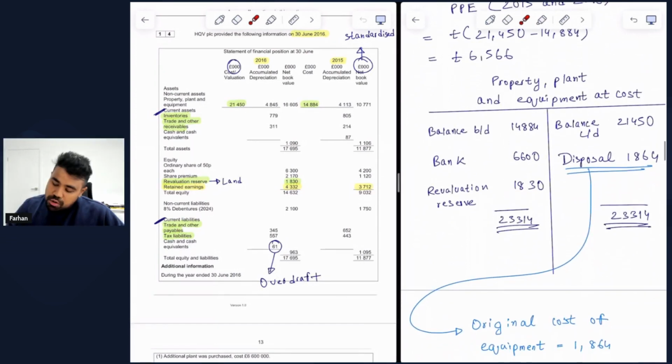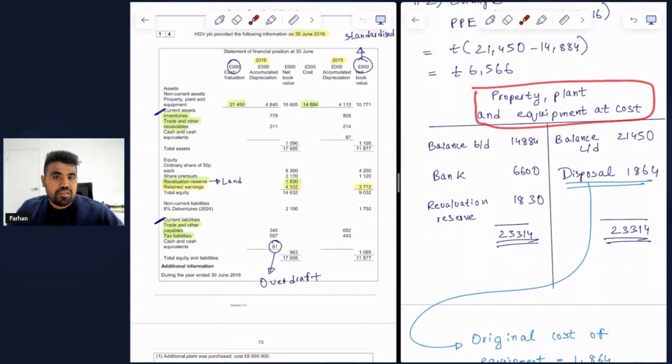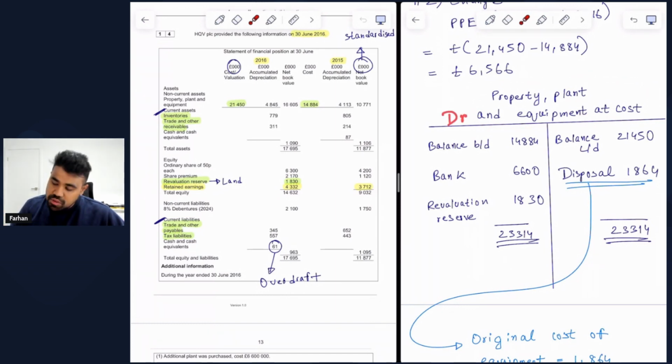Next, I want to show you how we can prepare the T account for property, plant, and equipment at cost. Remember that property, plant, and equipment is a non-current asset account, and all assets should have an opening balance on the debit side. Within a ledger account, the left-hand side is the debit side and the right-hand side is the credit side. So on the debit side, we're including balance brought down of £14,884. Where did we get this from? This is the closing balance from 2015, which becomes the opening balance in 2016.